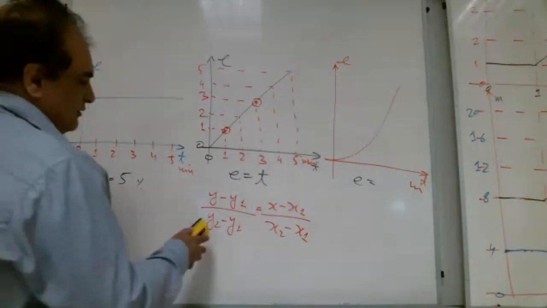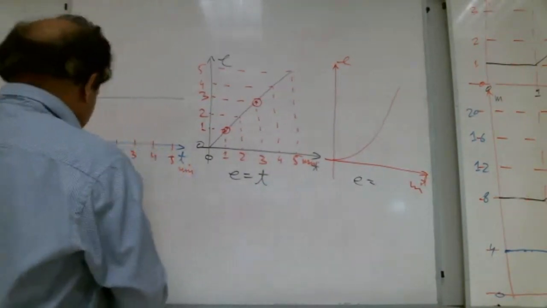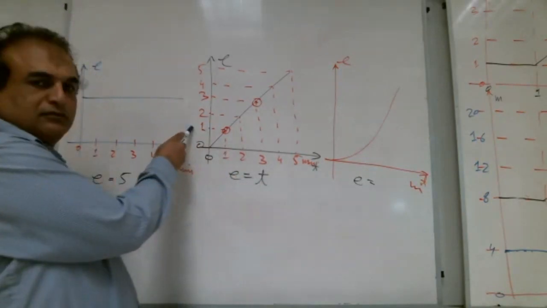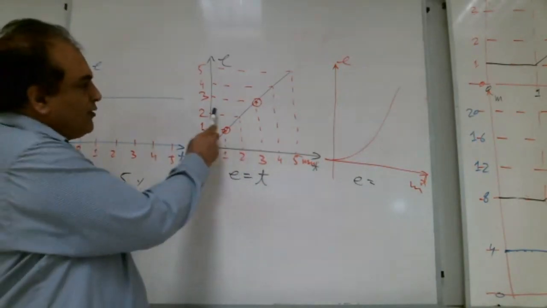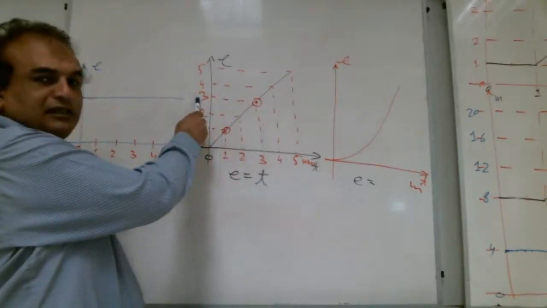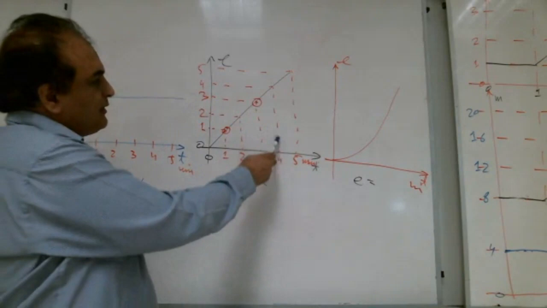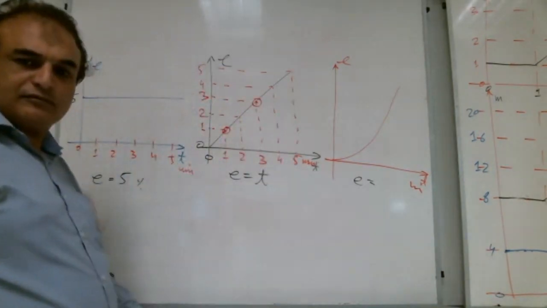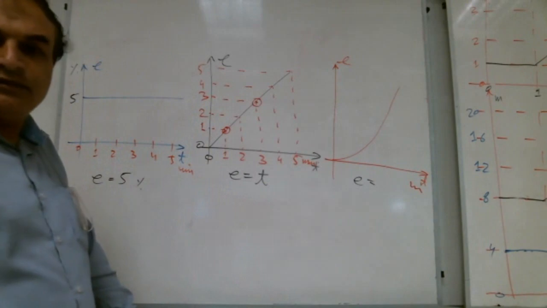Can we verify it? Is it really t? If t is 1, how much error? 1. If t is 2, how much error? 2. If t is 3, how much error? 3. If t is 4, how much error? 4. If t is 5, how much error? 5. Shabab, with me?